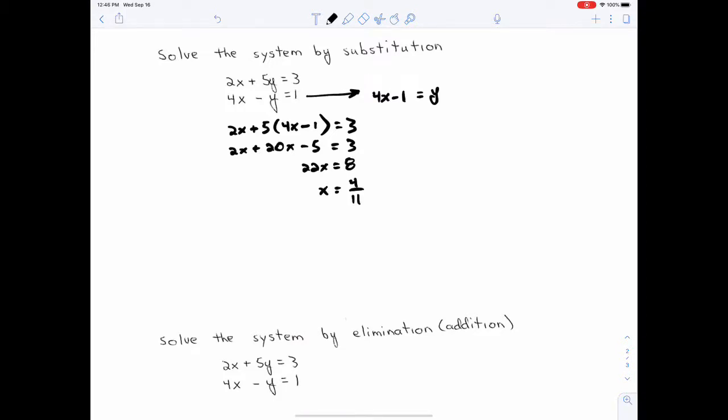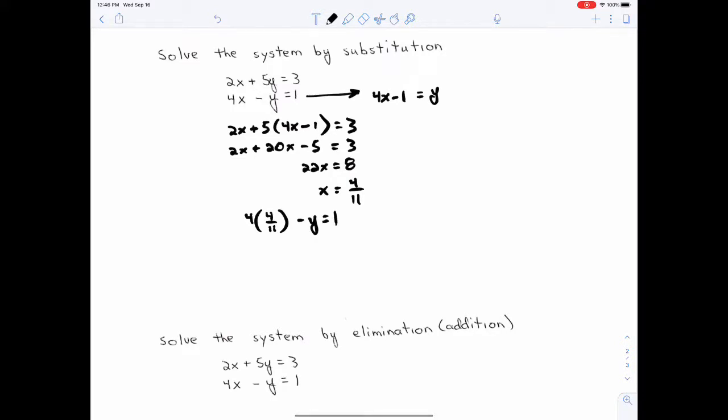Now, at this point, you can do what you want. Probably the easiest thing to do is substitute the x back into one of the equations. I would probably pick the second equation, but it's about equal here. So I'm going to substitute that value for x into the second equation. So we have 4, and in place of x, I'm going to put 4/11, minus y equals 1. At this point, we have an equation with fractions.